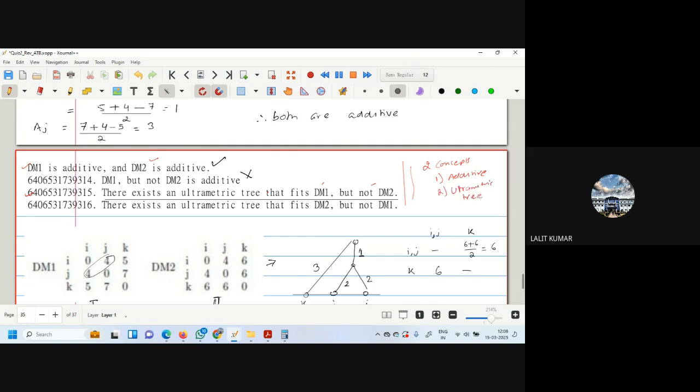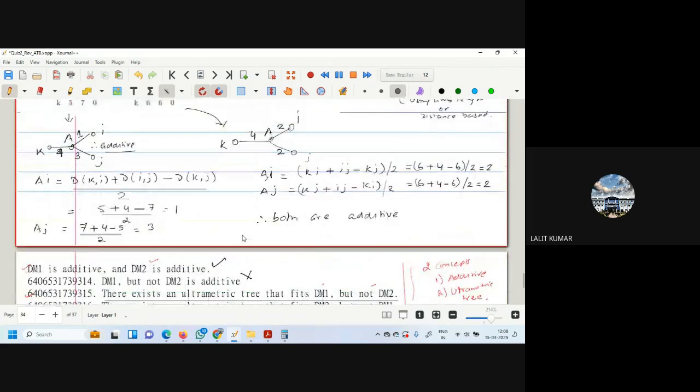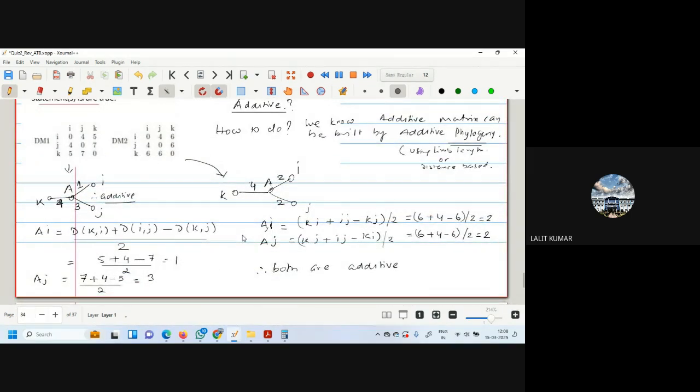So first we check one by one. How can we check additivity by a simpler method? There are three methods: either we can use additive phylogeny, or we can use the distance-based method. So, for example, we use the distance-based method. What do we do? We find the lowest distance, which is 4, 4. So I know that I and J will be together, and the rest is K. Now second, I find the distance of AI using the same fundamental which we covered yesterday. This is K.